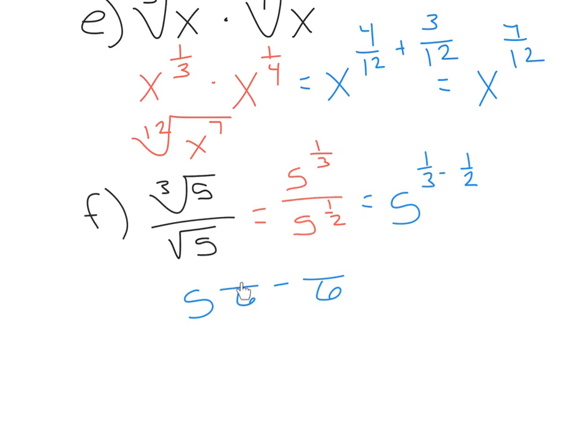3 times 2 makes 6, so this will be a 2 here. This will be a 3 here. That makes 5 to the negative 1/6. When you have a negative exponent, again, that means that you have to put this base in its reciprocal. The reciprocal of 5 is 1 over 5. So this will be 1 over 5 to the 1/6 power, which is the 6th root of 5.